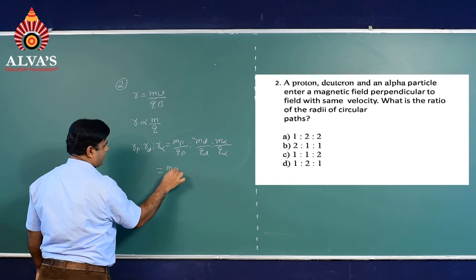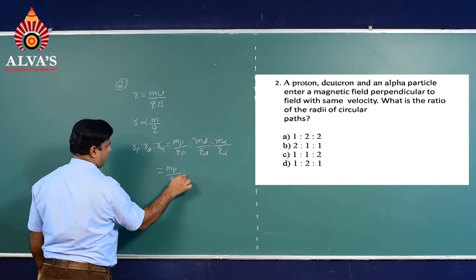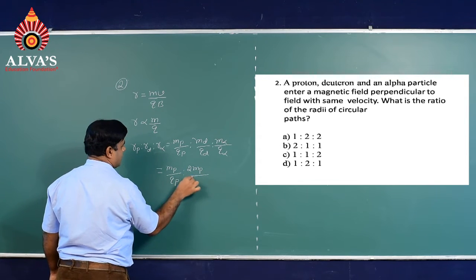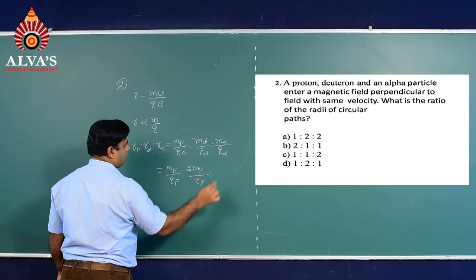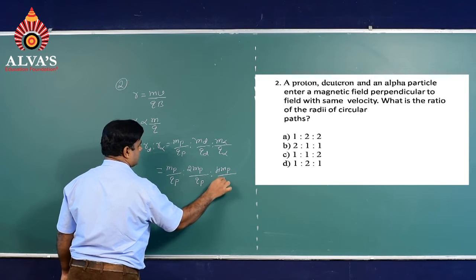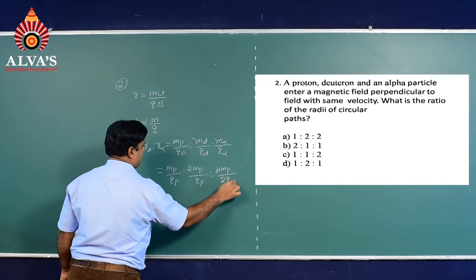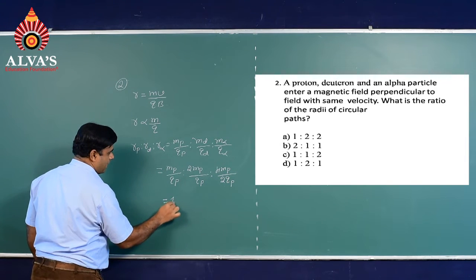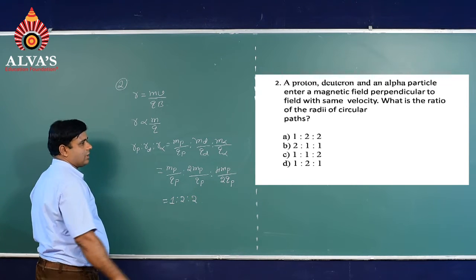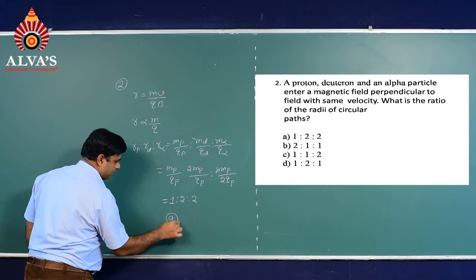Write it in terms of proton mp by qp. Mass of deuteron is 2 times the proton, charge is equal to proton. Alpha particle mass is 4 times the proton, charge is 2 times the proton, which gives rise to 1 is to 2 is to 2. So, the answer should be A.